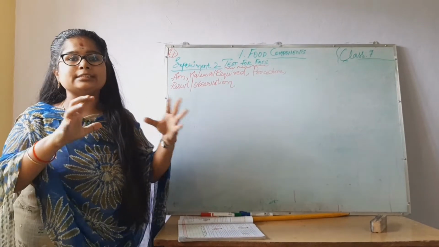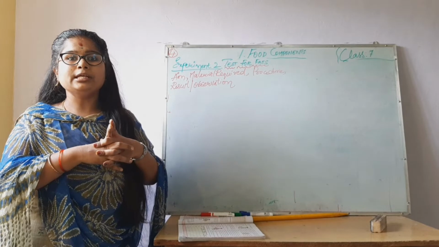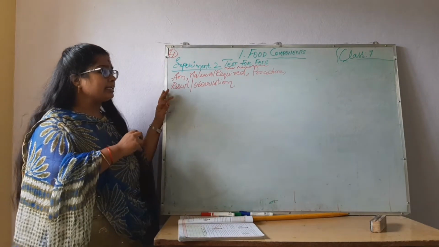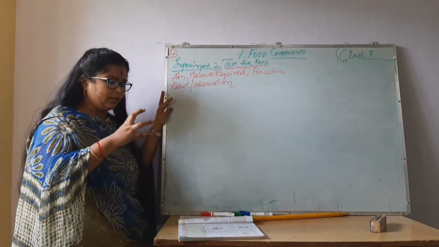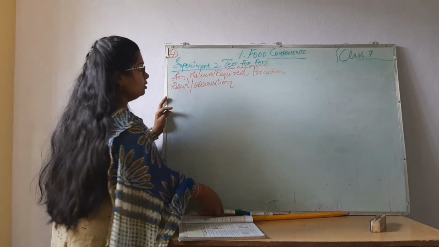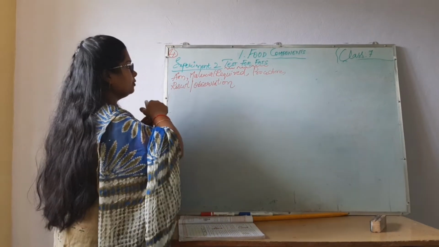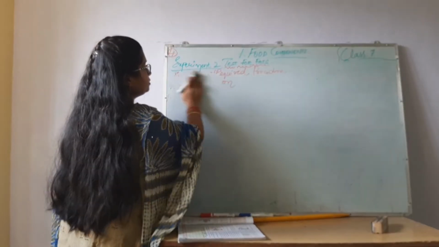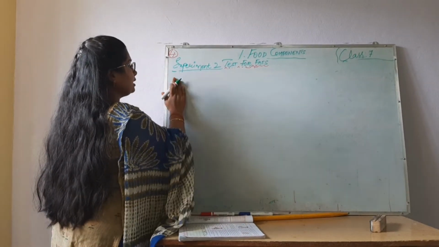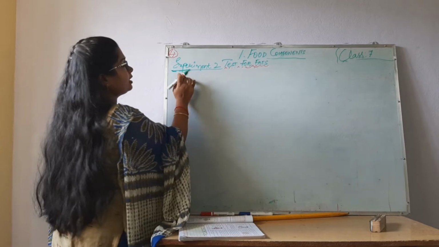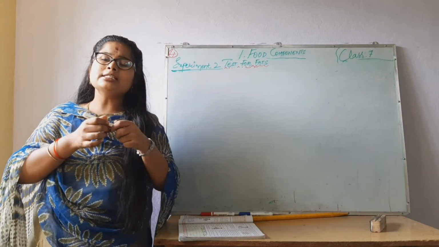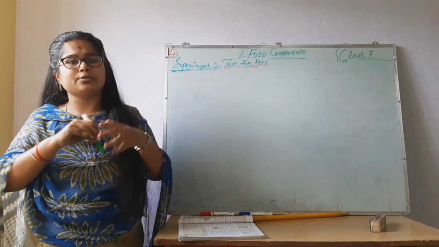So how to test these fats? Let's see how to test these fats. For testing, you will have a more fatty substance. To test the fats, first you need to write the aim. For testing starch, you needed iodine solution, isn't it? Here you need nothing. At your home also you can do it.